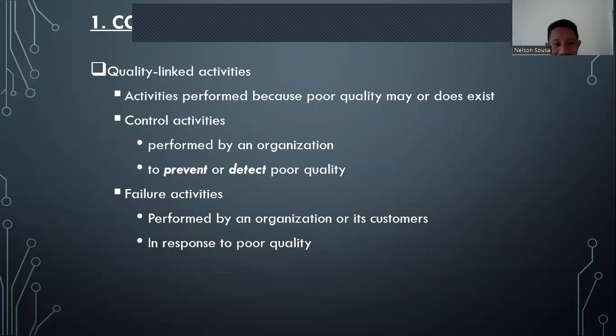In the first part, we will talk about cost of quality. Quality-linked activities are activities performed because poor quality may or does exist. Control activities are performed by an organization to prevent or detect poor quality. And failure activities are performed by an organization or its customers in response to poor quality.